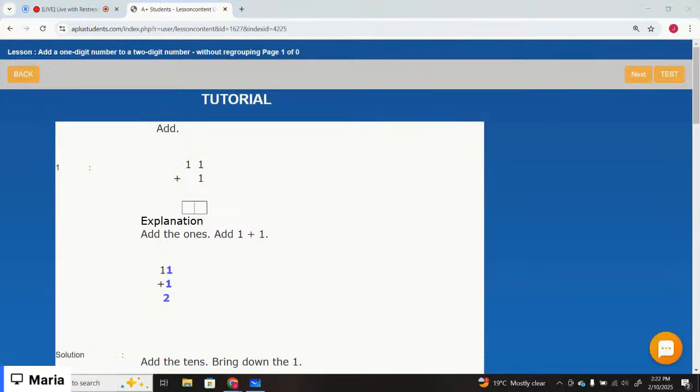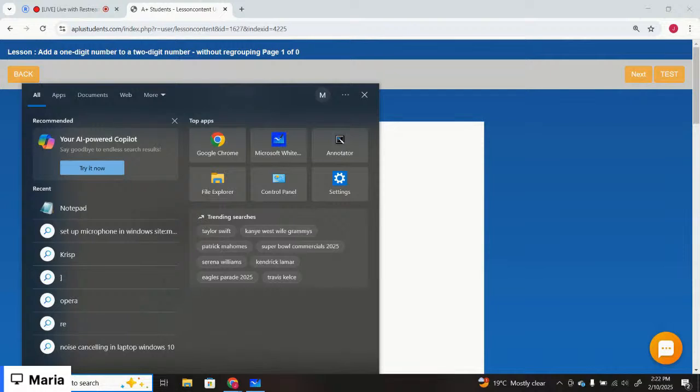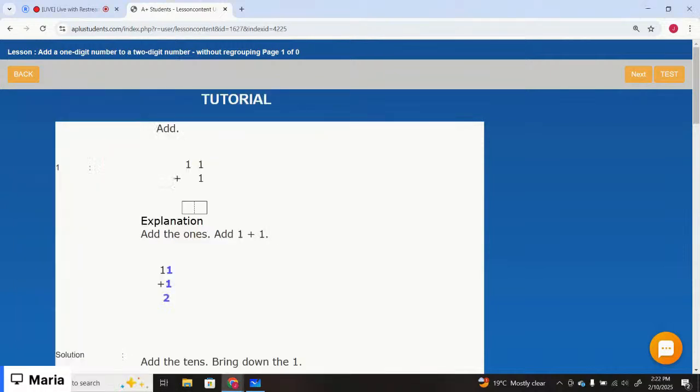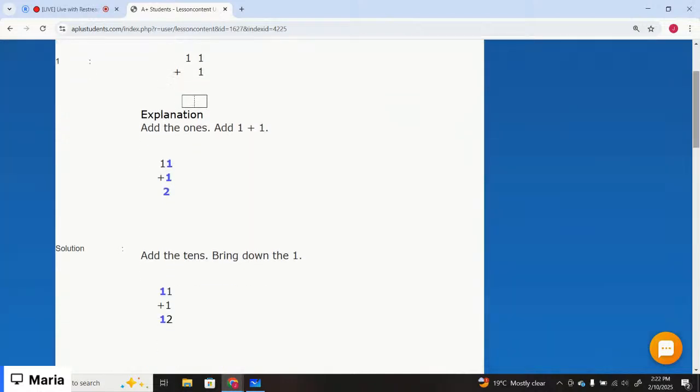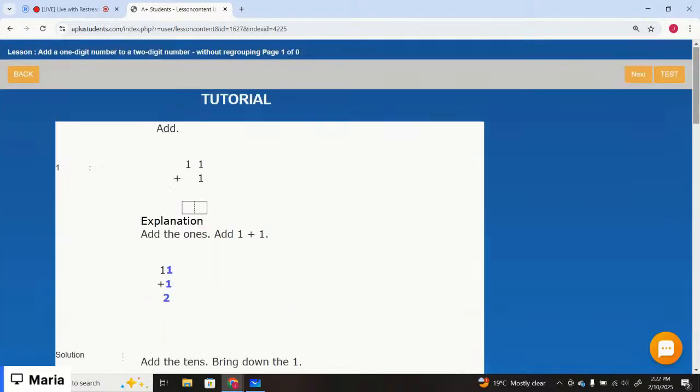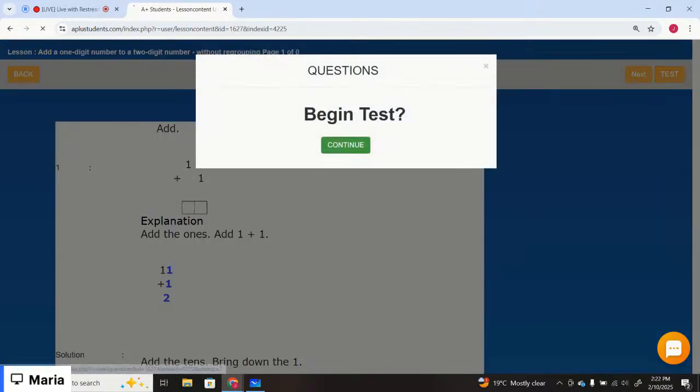Let's just start with the first one, that is add 11 plus 1. We are going to start with adding the ones. So 1 plus 1 makes 2, and then you have the tens. You keep the 10 as it is because you do not have any digit right below the 10. So that is 11 plus 1 equals 12. The correct option is 12. Let's just start with the test questions.